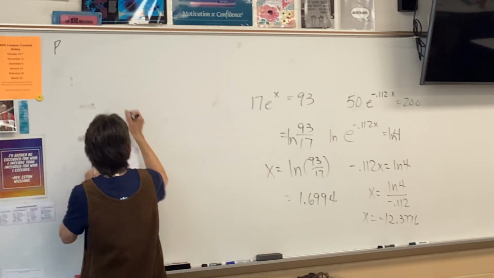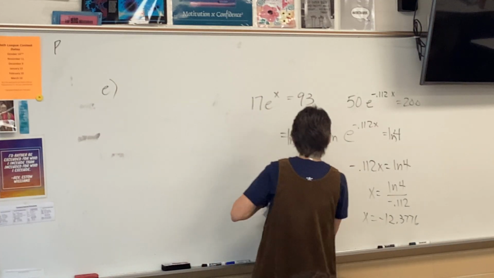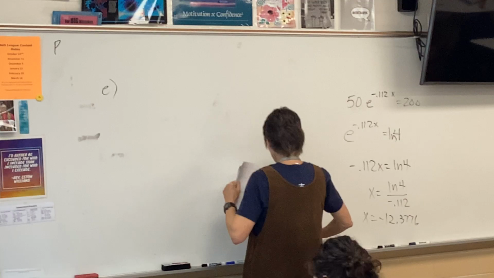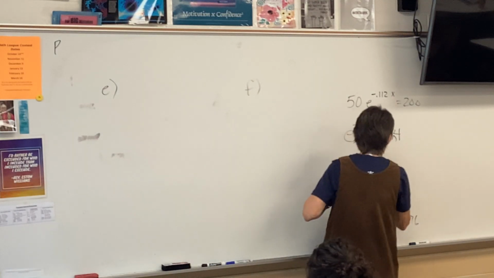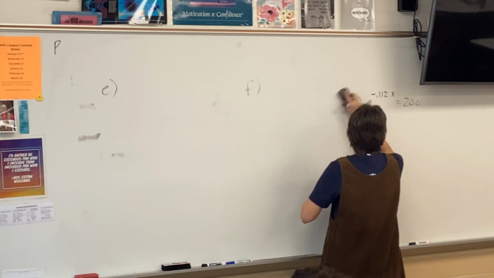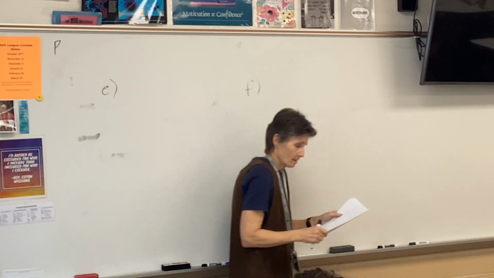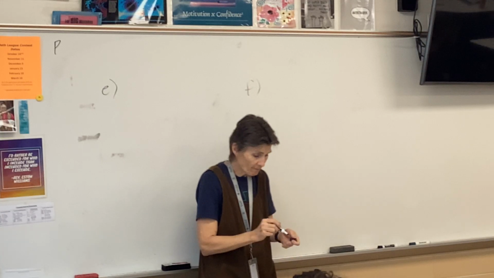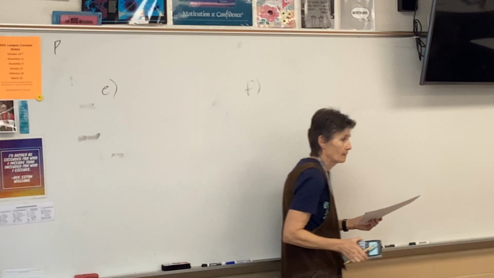Let's maintain self-control. Let's have someone do E and somebody else can do F. For F, you'll probably want to start by subtracting 10.